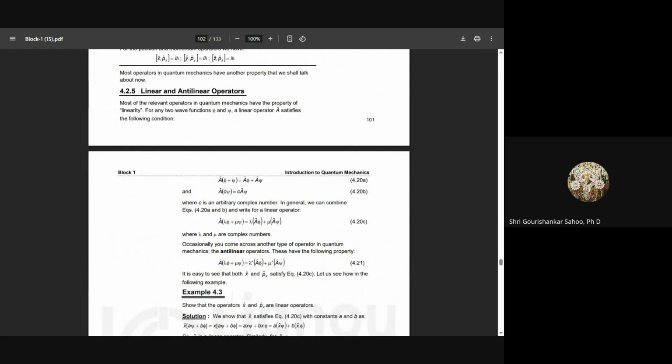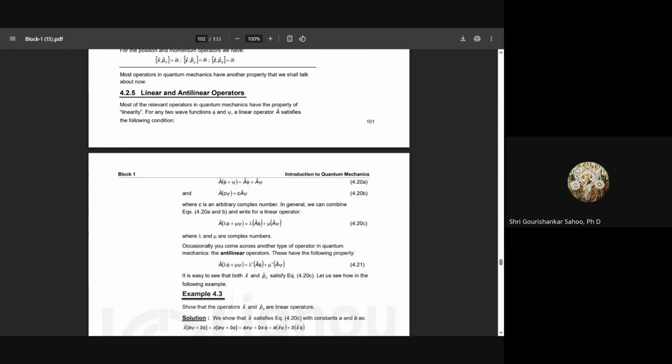Then linear and antilinear operators. If A(phi plus psi) is equal to A phi plus A psi, and A(c phi) is equal to c A phi where c is an arbitrary complex number, you can combine: A(lambda phi plus mu psi) is equal to lambda A phi plus mu A psi, where lambda and mu are complex numbers, and these are linear operators. And you come across another type of operator in quantum mechanics, that is the antilinear operator, which has the following property: A(lambda phi plus mu psi) is equal to lambda star A phi plus mu star A psi. This is an antilinear operator.